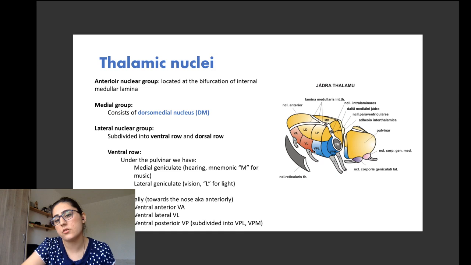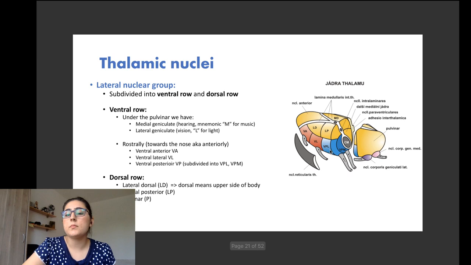Alright, let's talk about the dorsal view. We spoke about the ventral view, which is this guy over here, and now we're going to talk about the dorsal view, which is the guy on top. The lateral dorsal over here, the lateral posterior over here, and the pulvinar. These are the nuclei that make up the lateral dorsal row of my thalamic nuclei. Over here at the bottom are the nuclei that make up the lateral ventral nuclei of the thalamus.